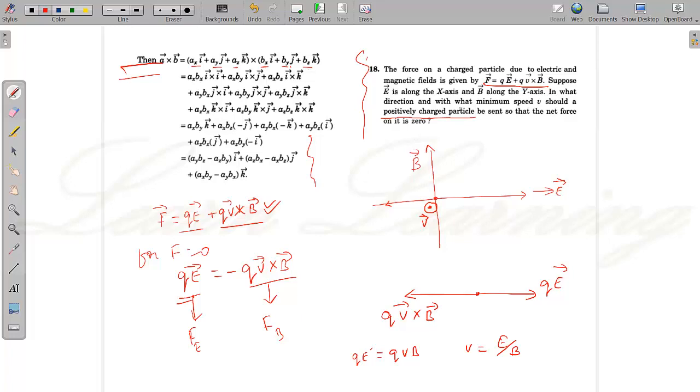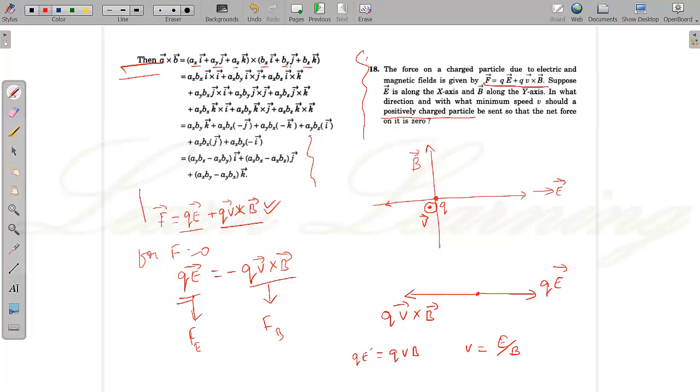In what direction and with what minimum speed V should a positively charged particle be sent so that the net force on it is 0? What direction should V be? The velocity of a body. So from the origin, let's say a charge Q is there, and from the origin it is going to be thrown. Which direction are you going to throw so that there is no force on it?